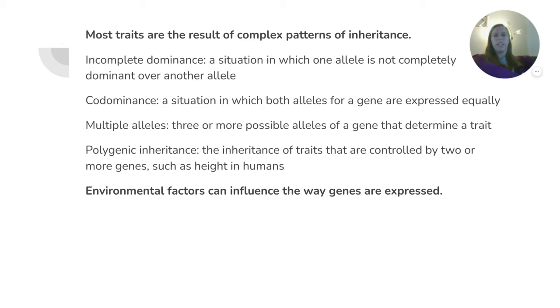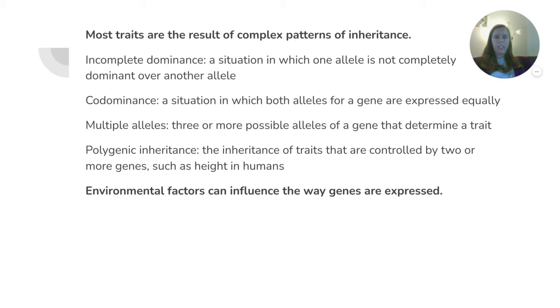Incomplete dominance is a situation in which one allele is not completely dominant over another allele. Codominance is a situation in which both alleles for a gene are expressed equally. Multiple alleles is 3 or more possible alleles of a gene that determine a trait.